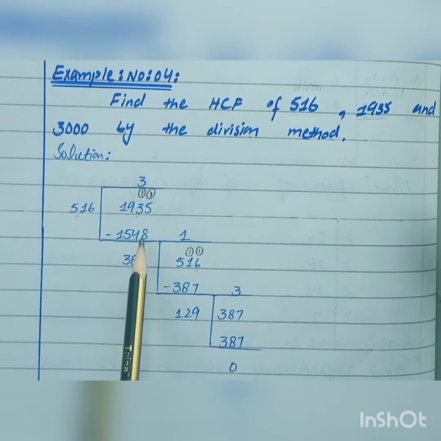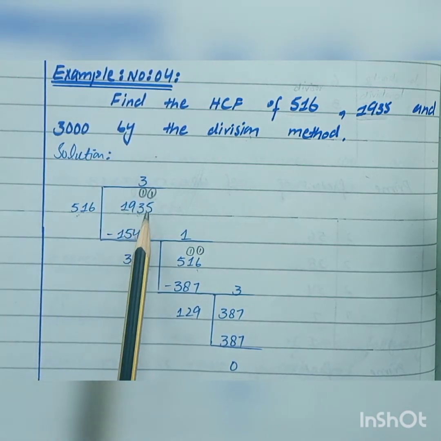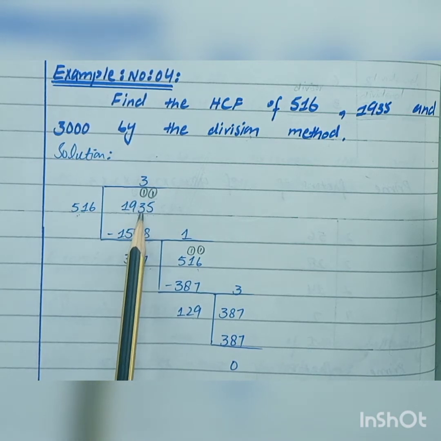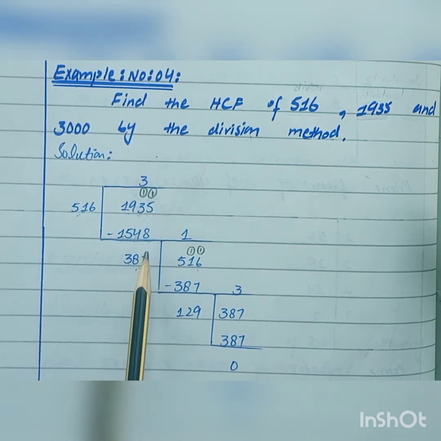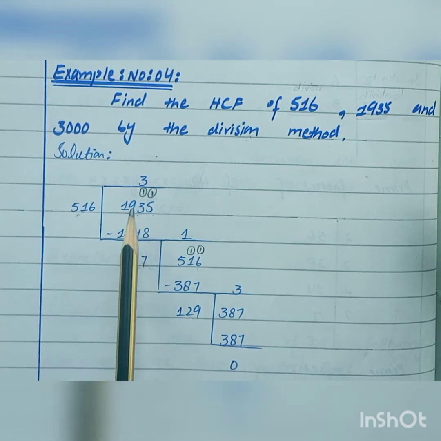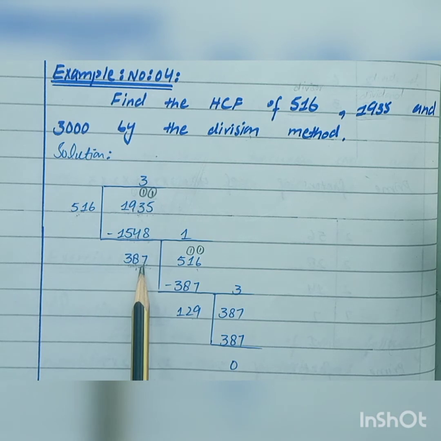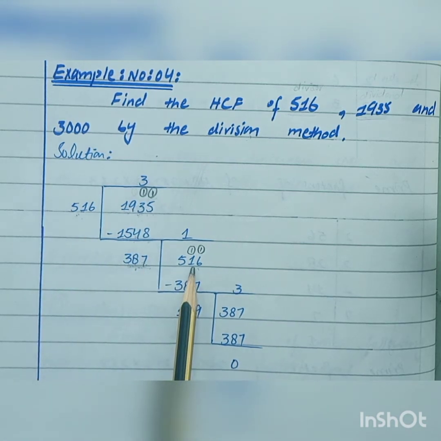516 times 3 is 1548. Thirdly, subtract these two values. 5 is smaller than 8, so carry from 3. It becomes 15 minus 8 is equal to 7, and 3 becomes 2, so carry from 9. This is 12. 12 minus 4 is equal to 8, and 9 becomes 8. 8 minus 5 is equal to 3. 387 we take outside and 516 inside.